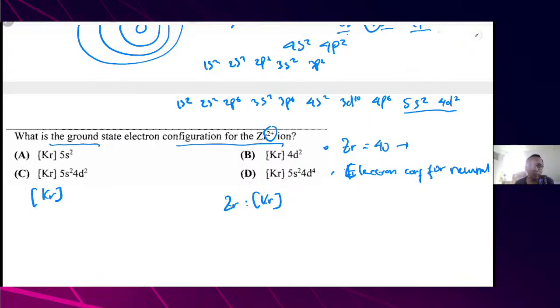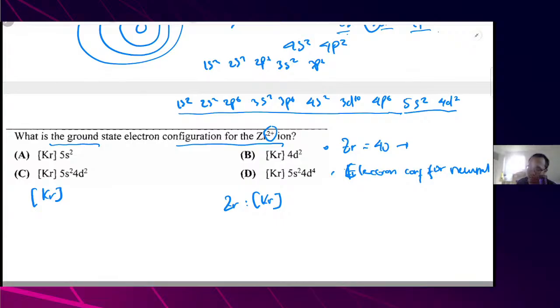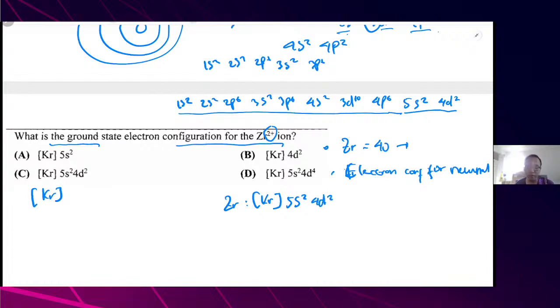If you remember the concept, rather than writing the long configuration, we can use the simple way: Kr, then 5s2 4d2. But remember, this one is for the neutral configuration, not for the ions.